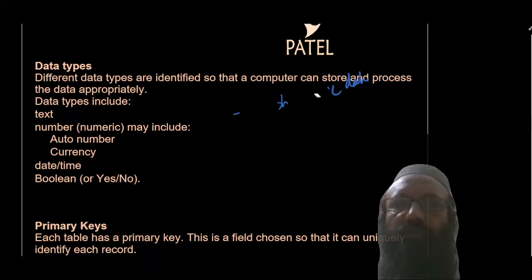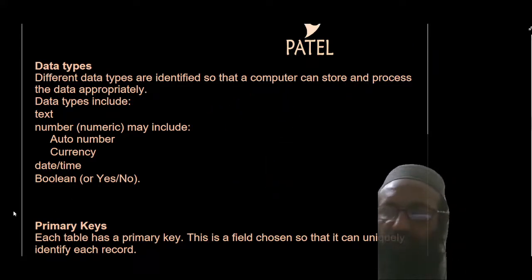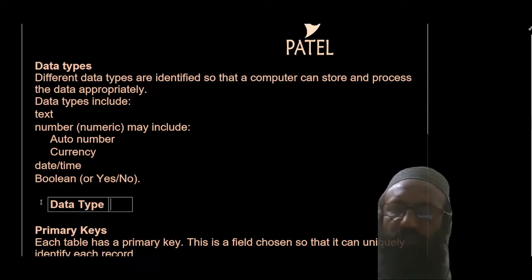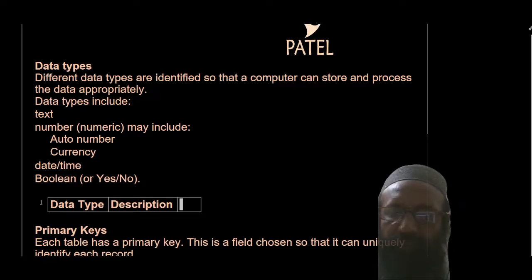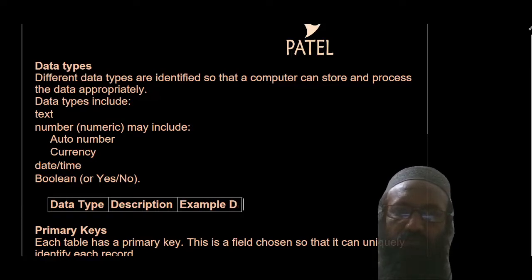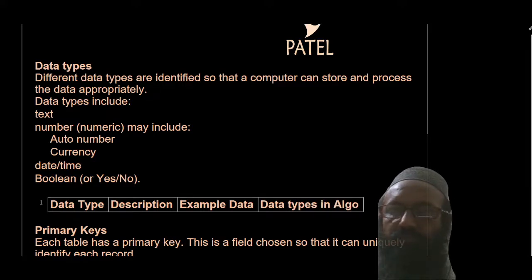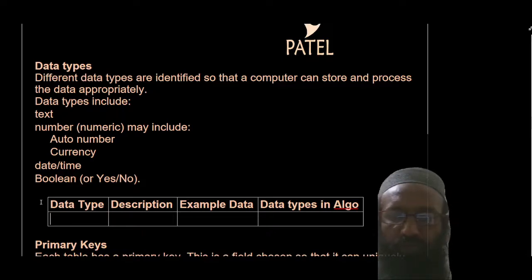One minute. For example, here we have a field name, data type, sorry, and description and example data. I am showing you three things: description, example data, and data type. And the data types in algorithm. Now, the first data type is known as text.